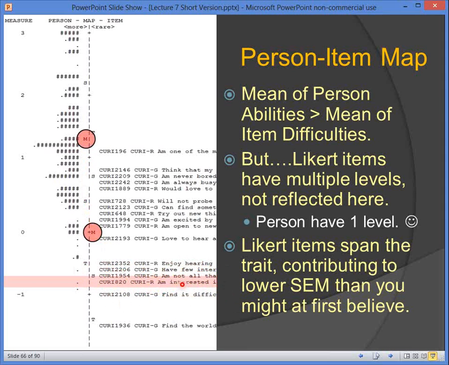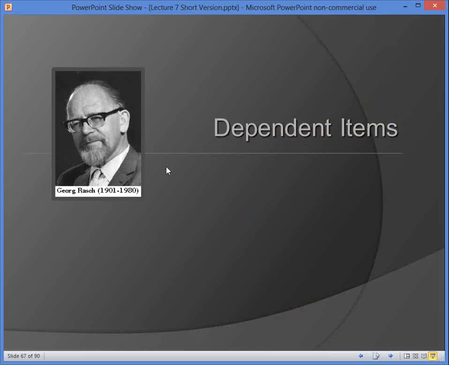This is the easiest item. Not only is it an easy item relative to the mean of the item difficulties, it's a hugely easy item relative to the mean of the person abilities, and that's why the item is so skewed. Okay, so again, we just delete the item, bad item.